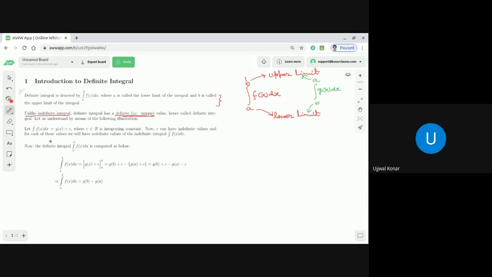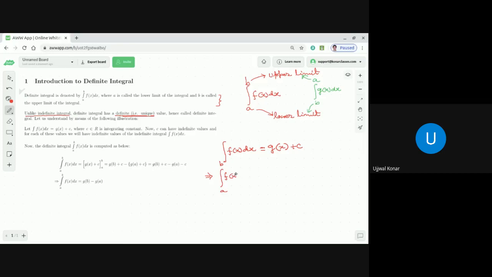Suppose the integration of f(x) is equal to g(x) plus c. You know how to perform indefinite integration. As you know, g(x) is the integration result and c is the constant of integration or integrating constant. Now, how can we find the value of the integral from a to b of f(x) dx? From here, we can find the value of a to b f(x) dx is something like this.